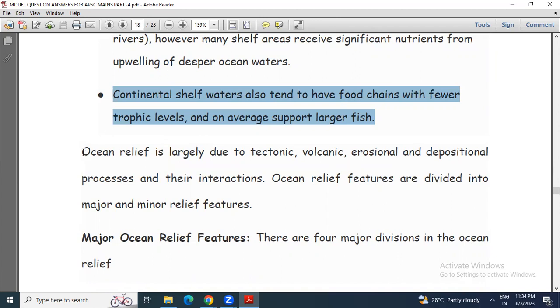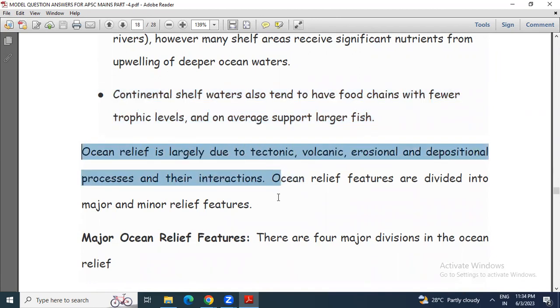Now, ocean relief is largely due to tectonic, that is, plates or their movement. So ocean relief is largely due to tectonic or volcanic or erosional and depositional processes and their interaction. In these ocean relief regions, we can say tectonic and volcanic or erosional or depositional processes may be involved, and their interactions.